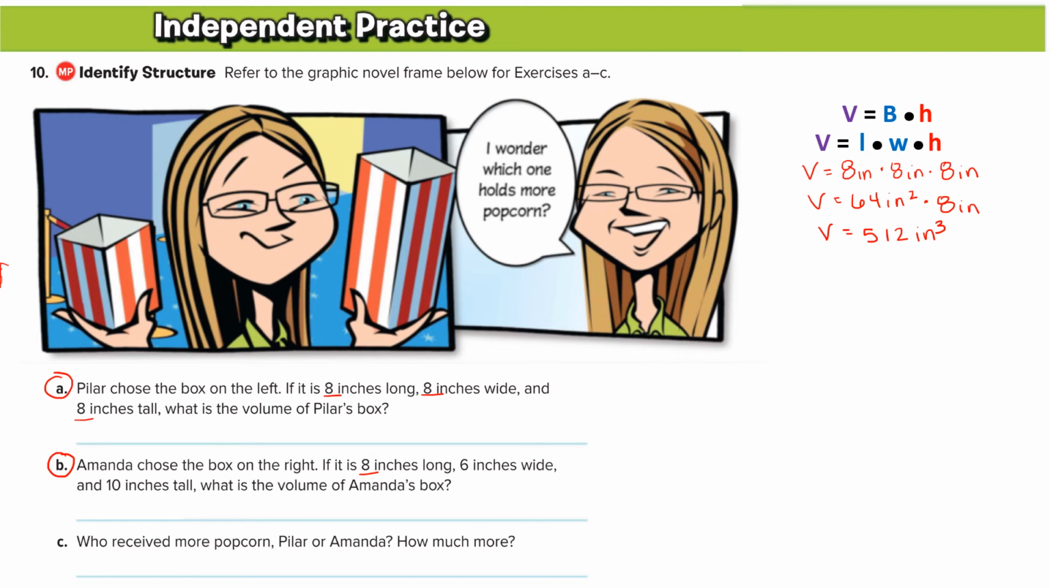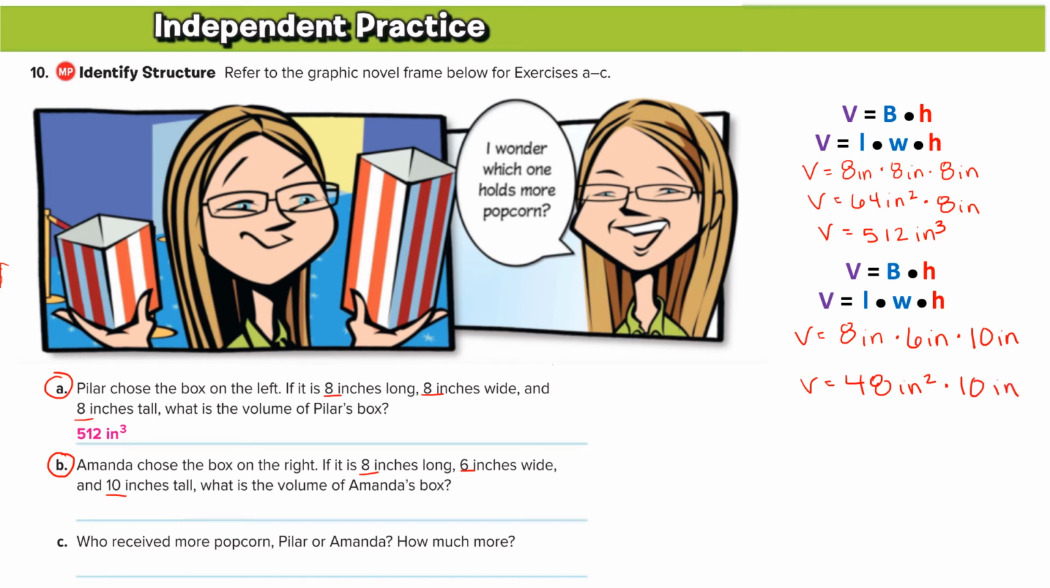Now we are going to calculate Amanda's box. It is 8 inches by 6 inches by 10 inches. So we have volume equals 8 inches times 6 inches times 10 inches. So the volume equals 48 inches squared times 10 inches for a total of 480 inches cubed.